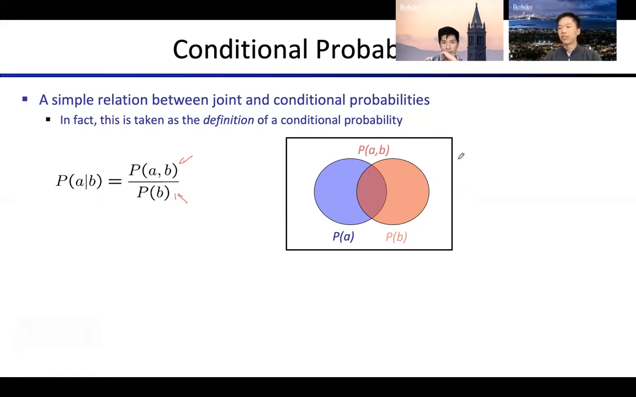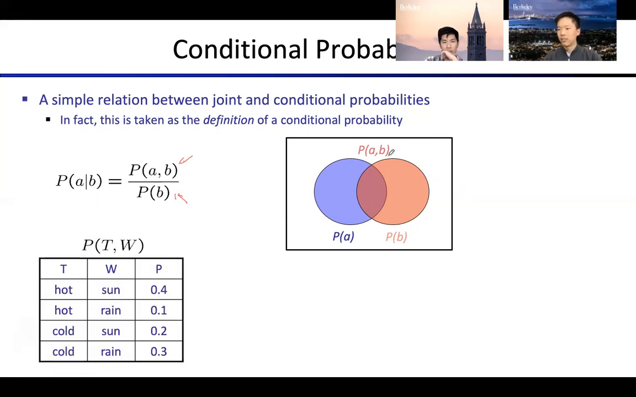If you want to look at a specific example, let's use the temperature and the weather table from before. For example, if we're interested in the probability of the weather being sunny given that the temperature is cold, following that formula, we compute P of S and C divided by P of C. That's just a shorthand. We can find P of S and C in the table here. So this is 0.2.